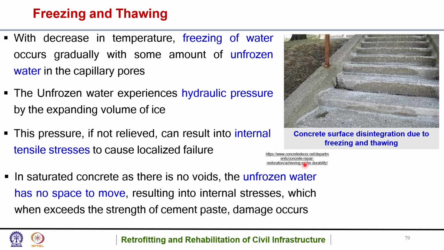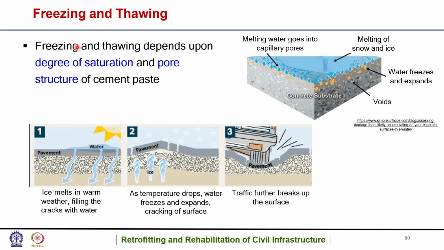Okay, so as we can see here, concrete surface disintegration due to freezing and thawing. This is a representation of that. Freezing and thawing basically depends on the degree of saturation and the pore structure of cement paste. If you see here, it can have a very terrible effect on pavement.